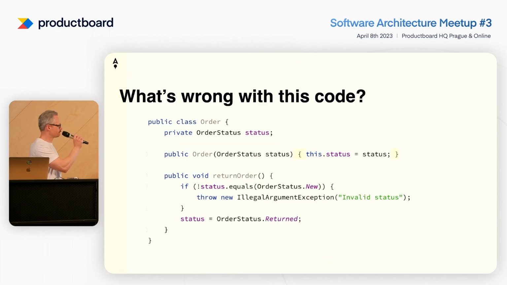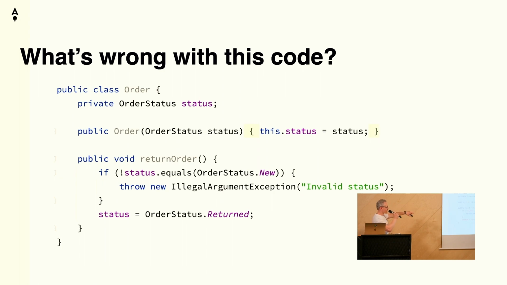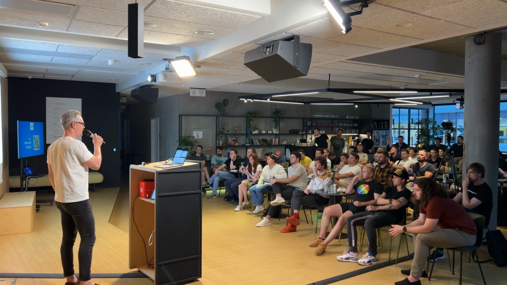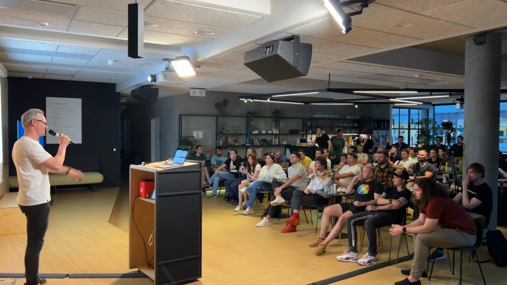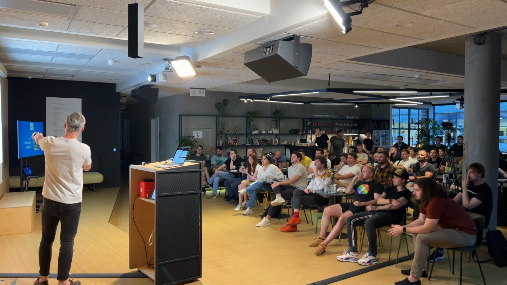Misleading API. Okay, order again. So I had an order class, and there's a method, so it's a rich model, right? I got the method return order, and when I check the status, if it's not my expected one, I throw an exception. How many of you have seen this code? How many times? Any of you? Okay, Robin, nice. But what's wrong with that?